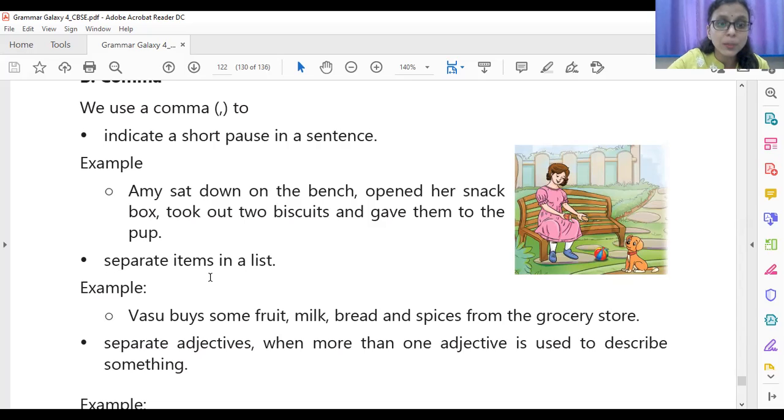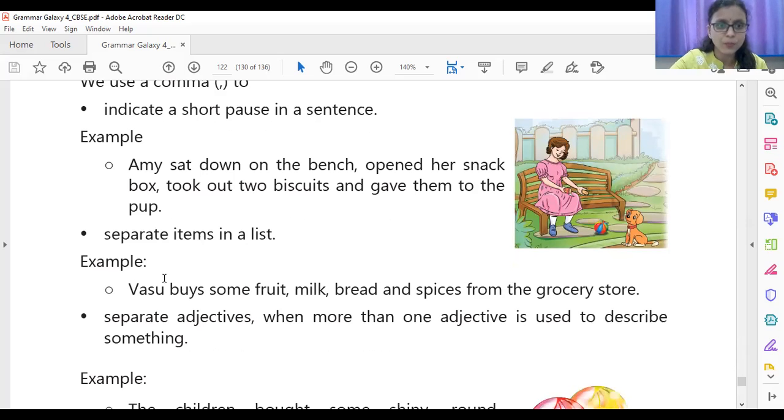Second point is to separate a list of items in a sentence. In one sentence, if we are using many items, then we put commas. How? Let's look at this example sentence. Vasu buys some fruits, milk, bread, and spices from the grocery shop, grocery store, right? So there are 4 things Vasu bought. So here, comma separates each of them.